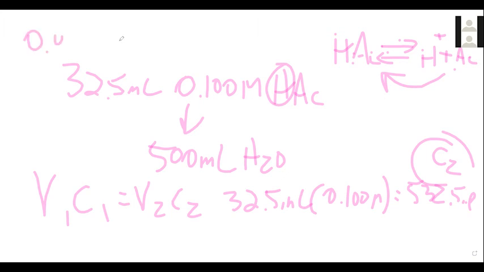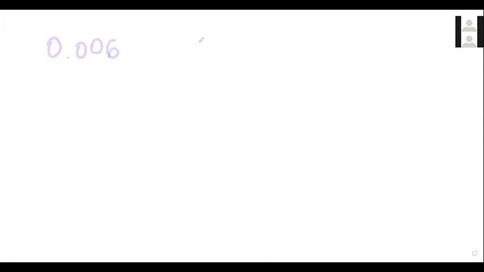0.00610. Yes. Anything else? 32.3. Okay. If I have 3 significant digits here, I like to carry at least 4. So that's my new concentration of acetic acid. Let's clear everything. So it's 0.00632, was it? Yes. Okay.